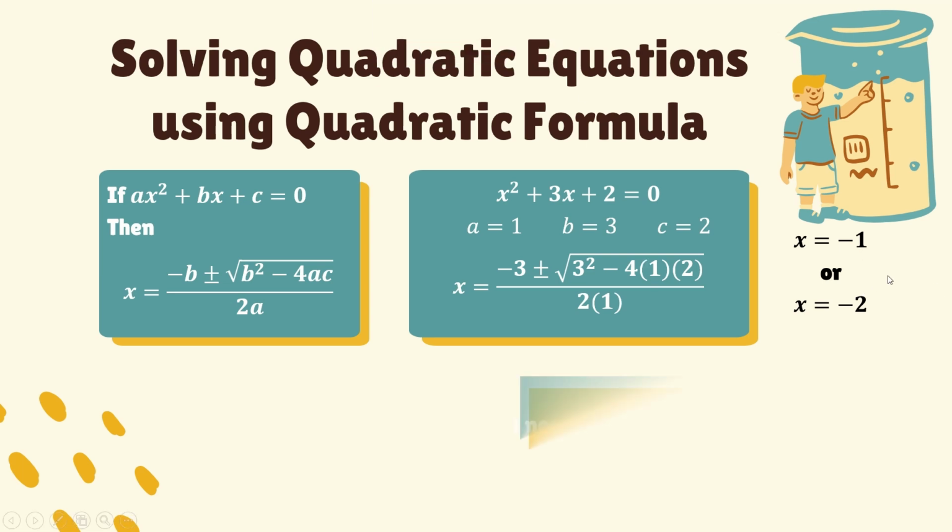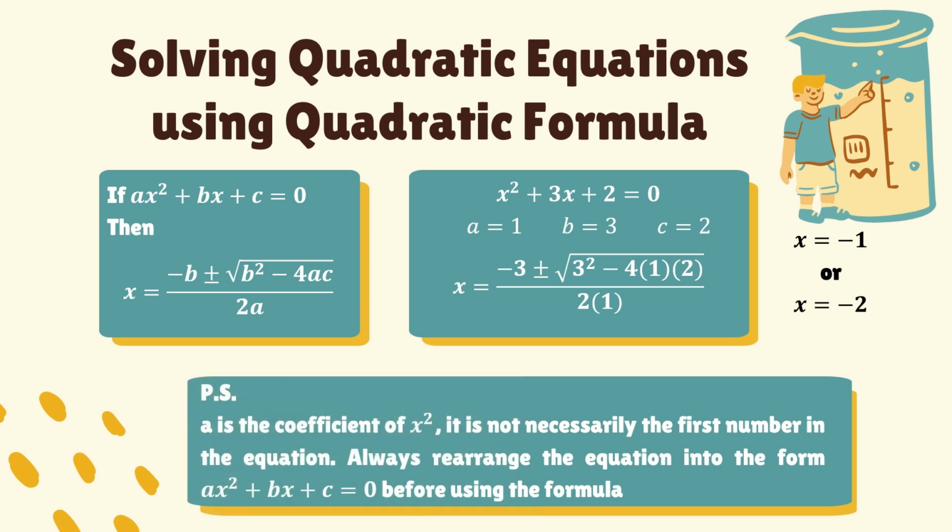But the thing we have to note when using this quadratic formula is that a is the coefficient of x squared. So it is not necessarily the first number in the equation. Always remember to rearrange the equation into the form ax squared plus bx plus c equals 0 to make it easier for us to decide which one is a, which one is b, and which one is c. So we put the correct numbers into the formula.